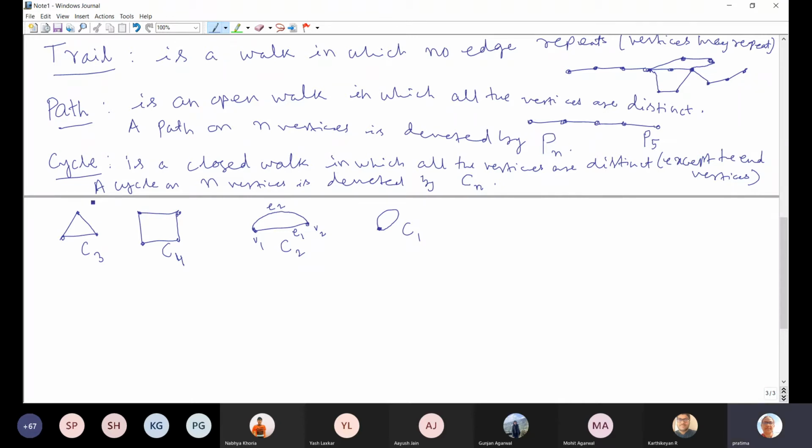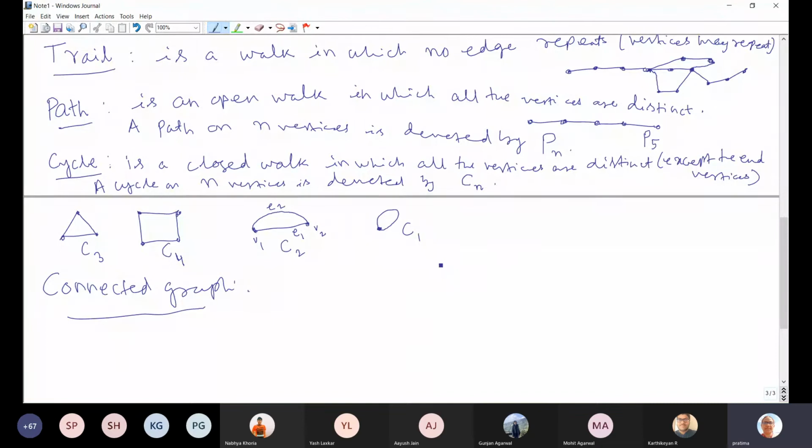Then, once we have these paths in a graph, we define a connected graph. So what do we mean by a connected graph? A connected graph means a graph in which for every pair of vertices there should be a path between every pair of vertices.